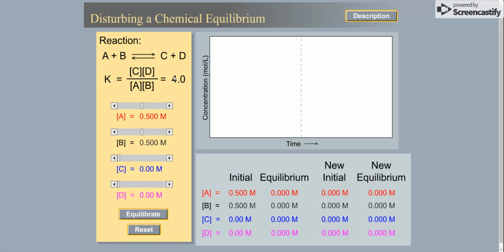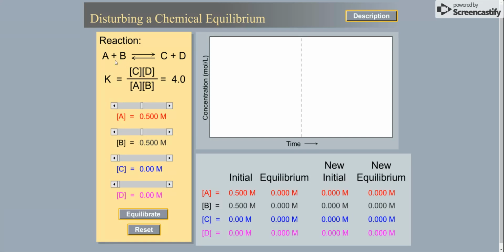Now, don't worry too much about these values over here. You will learn all about them in lesson 5. What we're going to be focusing on in this lesson is to see what happens when I disturb the equilibrium by either removing a product or adding a product, or removing a reactant and adding a reactant.